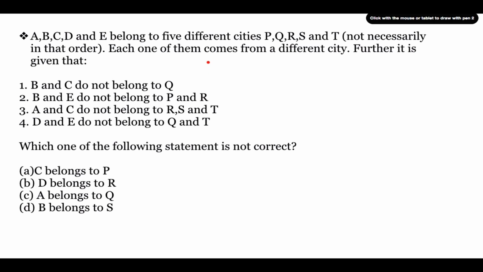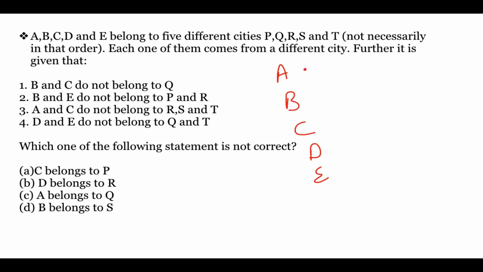In this question you can see that there are 5 people, A, B, C, D and E. Since they all come from different cities, you have to find out which city they are from. B and C do not belong to Q. Just see here, C does not belong to R, S, T. C also does not belong to Q, so C belongs to P. Very simple. E does not belong to Q and T. E does not belong to P or R, so E belongs to S.